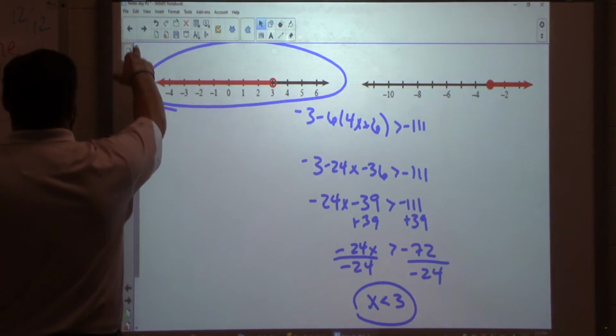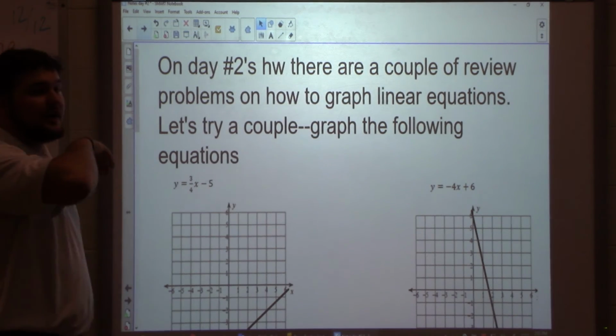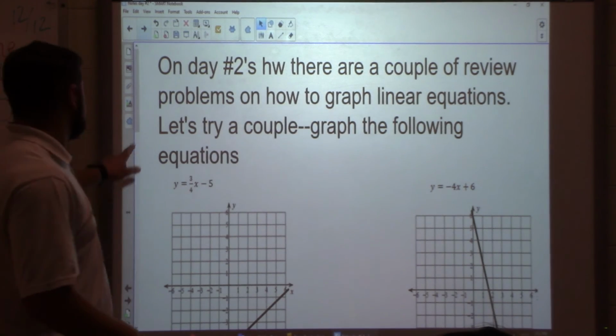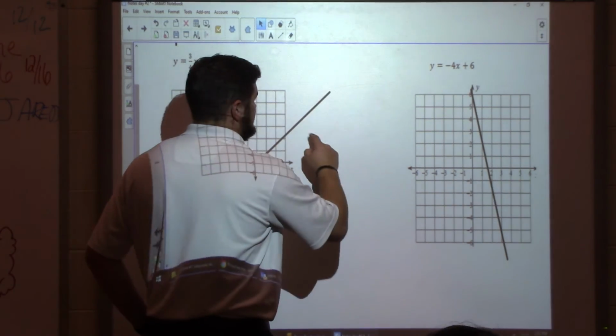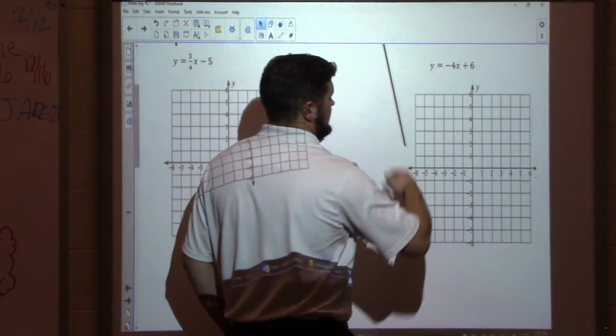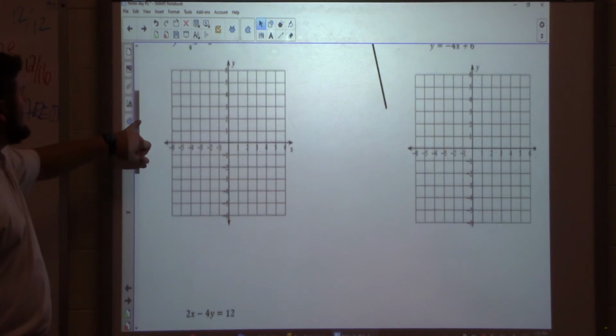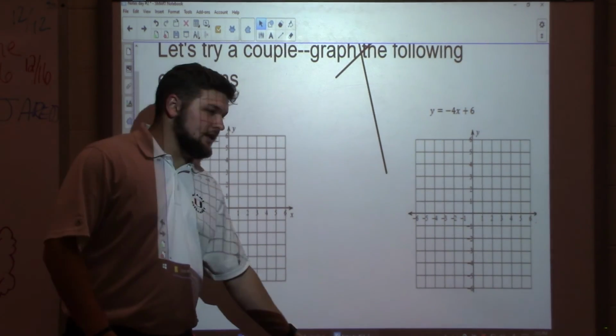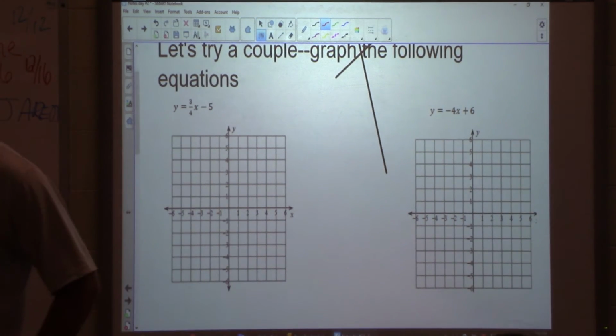Graphing lines. We're not going to spend a ton of time on this because you should already know how to do this. This is something you should have learned in Algebra 1. So, guys, y equals 3/4 x minus 5.